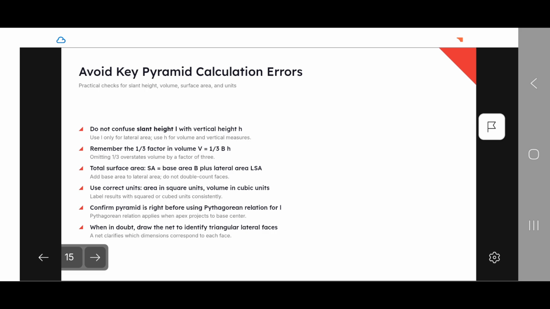Confirm the pyramid is right before using the Pythagorean relation for the slant height. So the Pythagorean relation applies when the apex projects to the base center. So when in doubt, draw a net to identify the triangular lateral faces. Okay, so a net clarifies which dimensions correspond to each face.